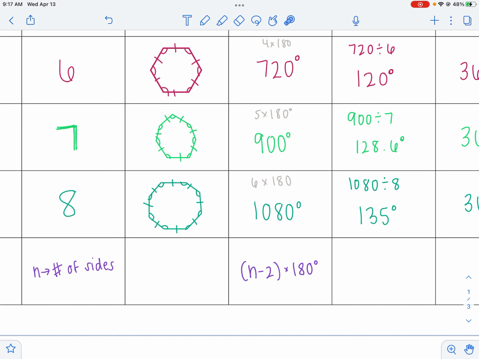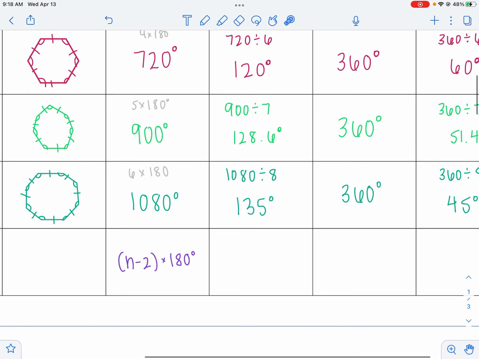Now, I want to be careful with that formula because it's not this. It's n minus 2 times 180. If you do it the other way, what's going to happen is you're going to multiply in the calculator first. So you can subtract 2 in your head, so be really careful. We always subtract 2, and then we multiply it by 180.